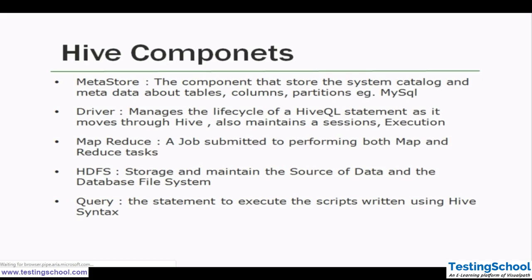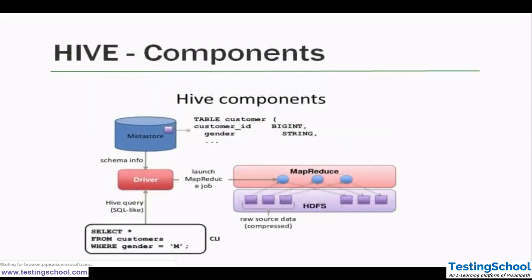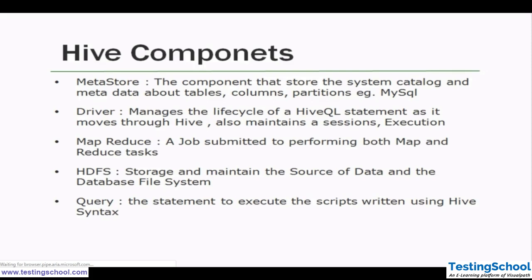Then the last one is the query. The query is the main component of Hive because if you are running any query like select star from table name, then this statement executes the script written using Hive syntax. This is the main component which executes your query, like select star from customers where gender is male. This is the query component of Hive which executes the actual query and gives you the results. So these five are the main components of Hive.